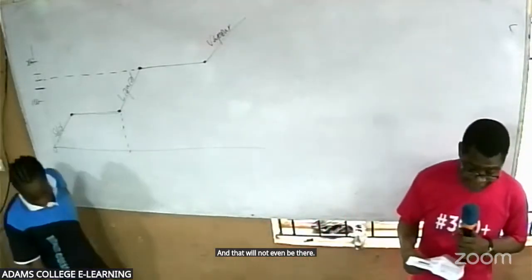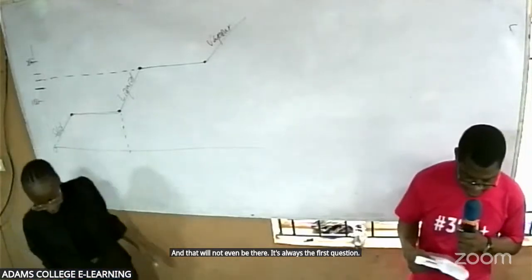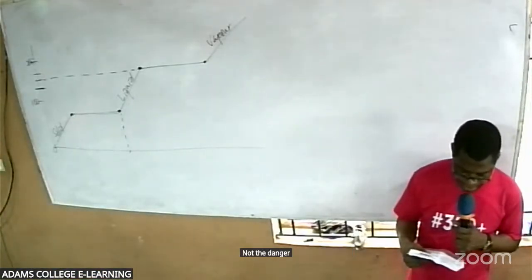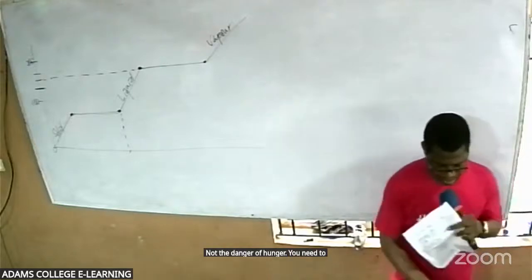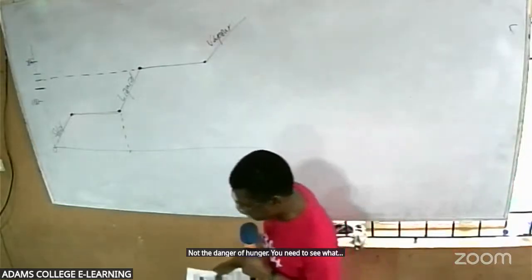And some of you, the first two questions, you are saying double. That's the danger of hunger. You need to see well. Amaka cannot see well now. She's hungry.